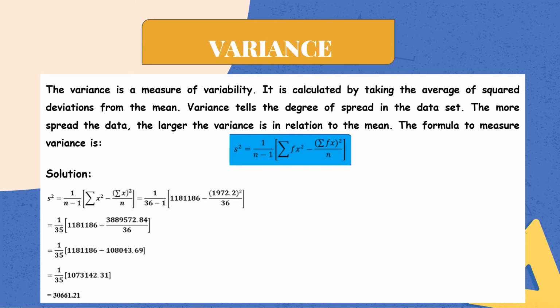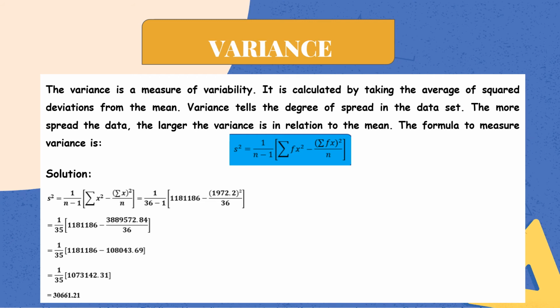Group data: s power of 2 equals 1 divided by n minus 1, where n is the number of entries in the sample, and then in brackets fx power of 2 minus, in brackets, sum of fx, and then the bracket power of 2 divided by n. Okay, this is the solution for the variance measure of group data. So I answer it step by step.